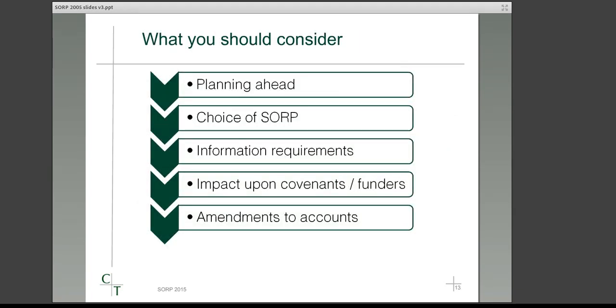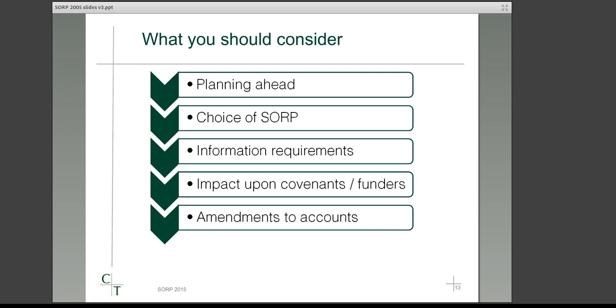Well, the first thing to do really is to think about what SORP you would like to apply. You may find that the benefits, the concessions from applying the FRSSE would be of use to you and you'd like to apply the FRSSE, so see whether you can apply it and then make a decision about which one you're going to apply. The next thing I've got here on the slide is information requirements.